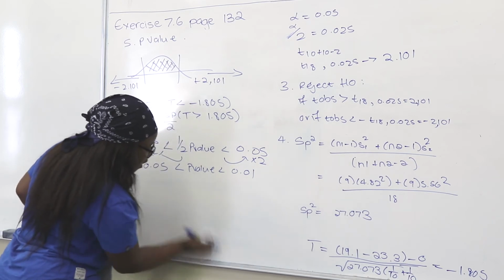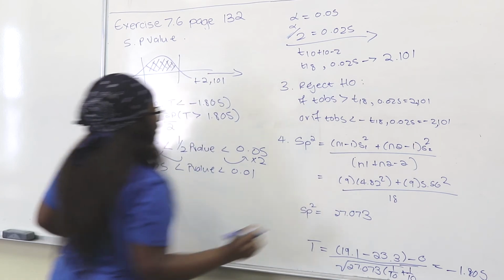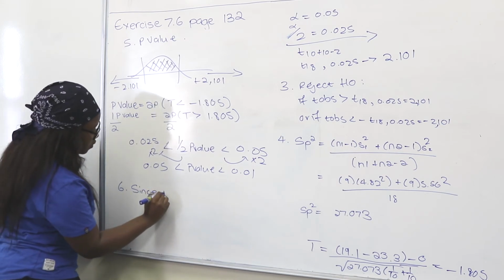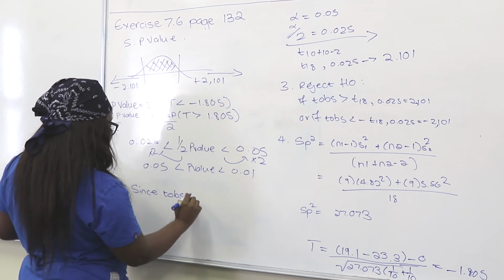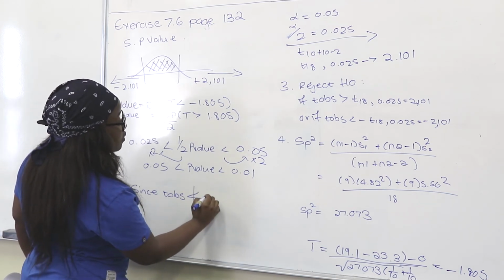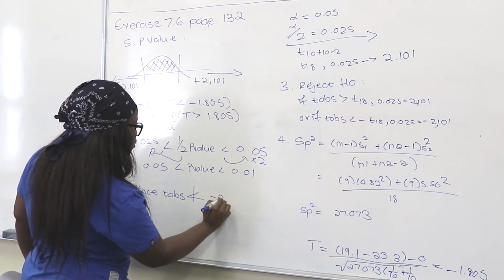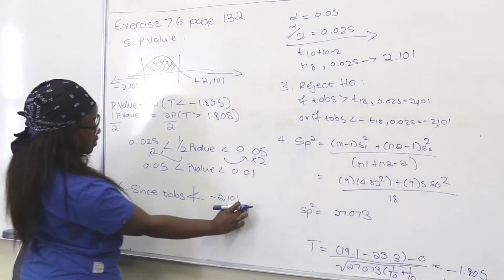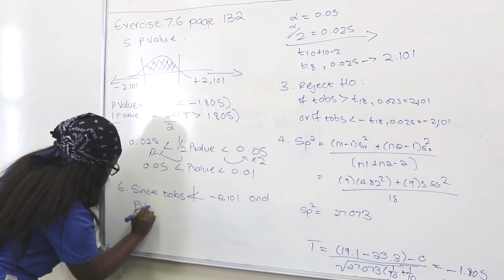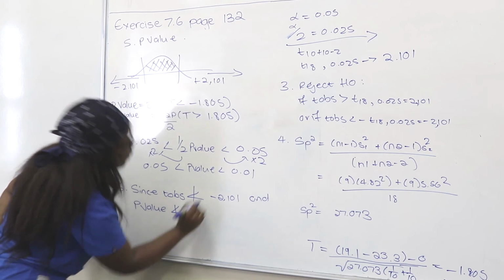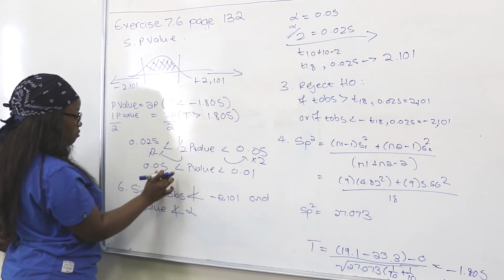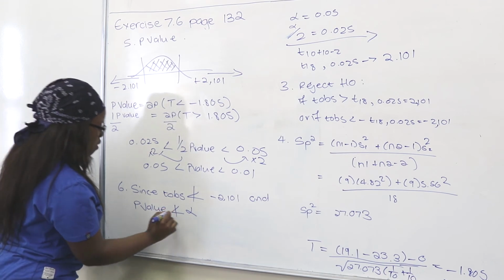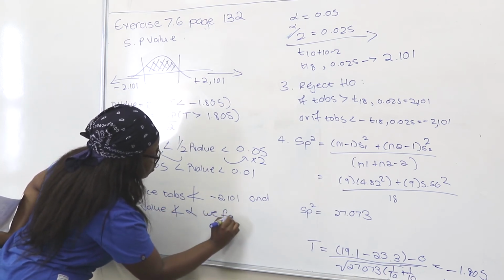Remember, what was our alpha in the beginning? It was 0,025. For your conclusion, say since the t observed value is not less than negative 2,010. Remember our observed value here, it is over here. It's not less than negative 2.10. And your p-value is not less than alpha, which was 0,025. Remember, we got our p-value, it's greater than 0,05 and less than 0,01. And so we fail.